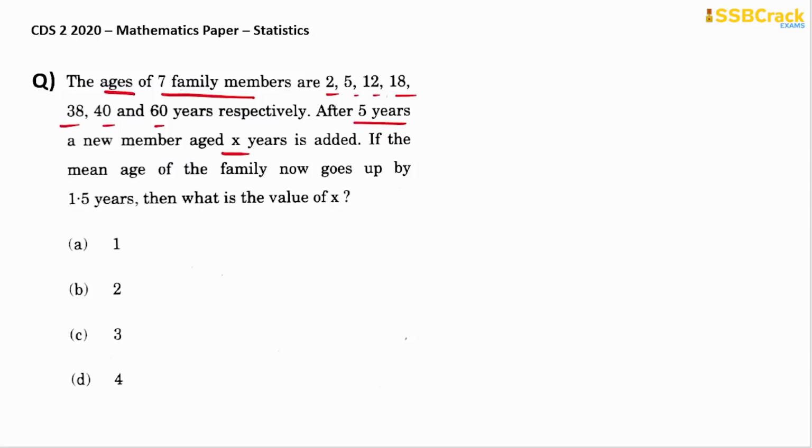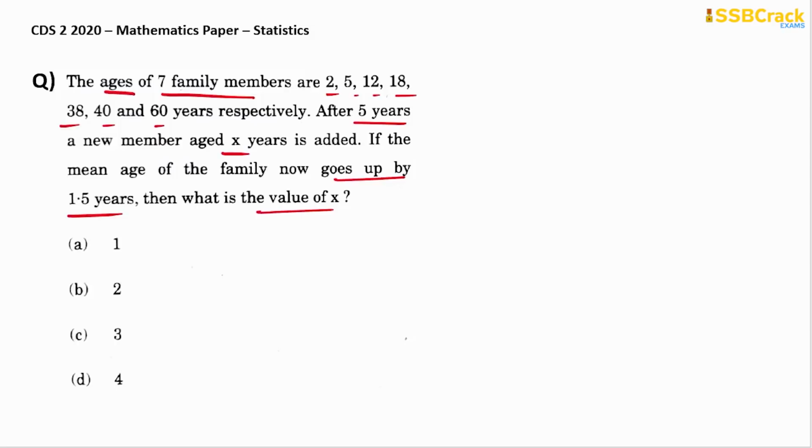So what happened then when after 5 years one new member is added? The mean, what was before, now goes up by 1.5 years. So the mean has increased by 1.5 years. Got it? So they asked you what is the value of X then? So it's a simple question on average. It's very easy.